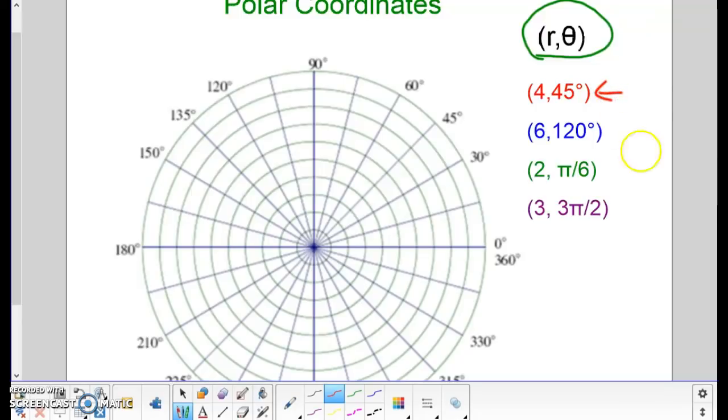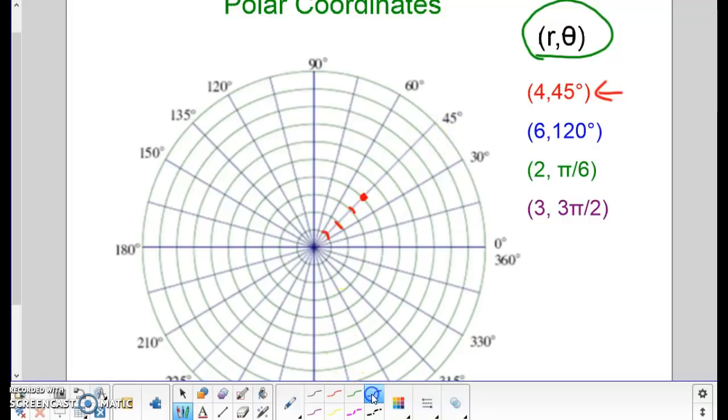So each one of these circles, that's right there is 0. And this second circle here is 1. This second circle is 2. The third circle is 3. The fourth circle is 4. The point 4, 45 is right here. It's on the fourth circle from the origin, so that means it's out 4, and it's on the 45-degree line. So that would be that red point that's right there.